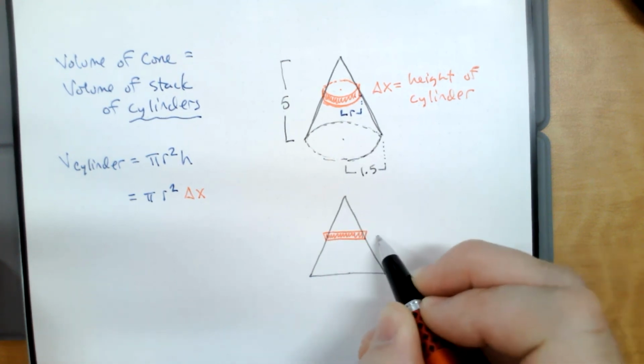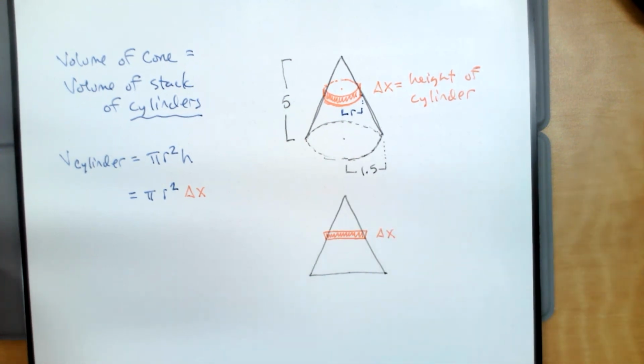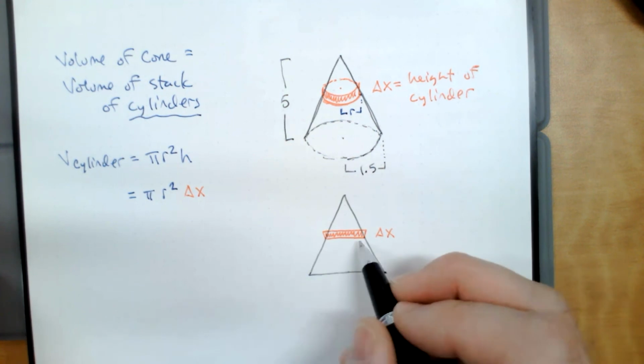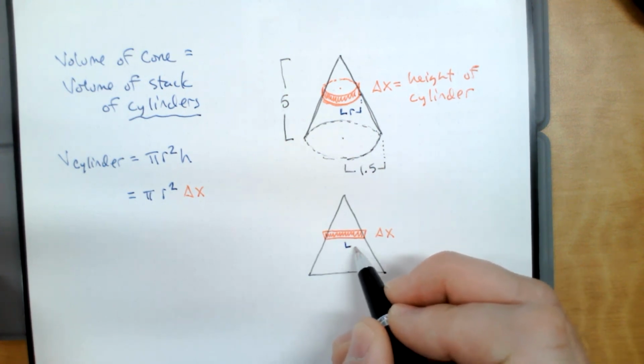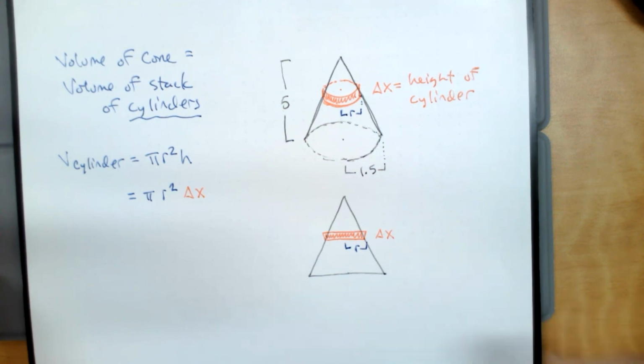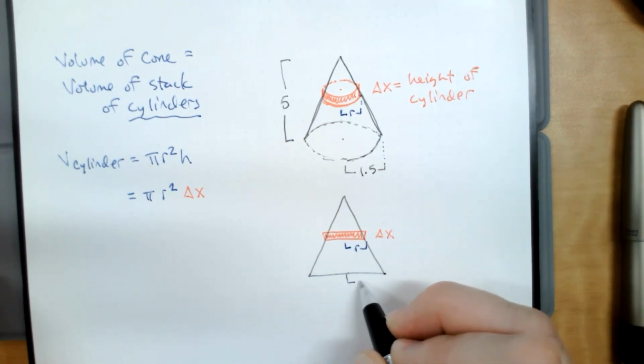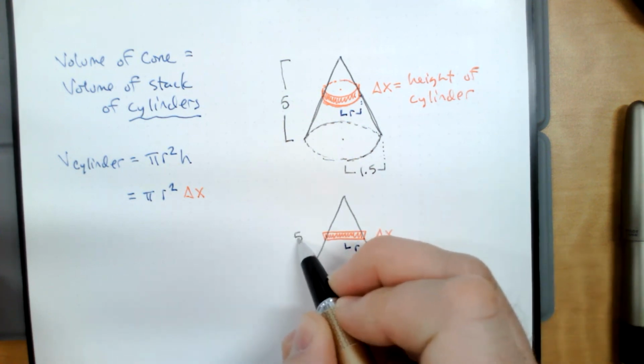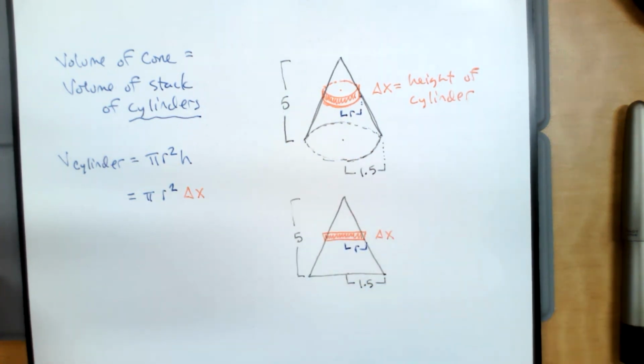From the side, there's our delta x, but instead of viewing this as a rectangle with a width, this is still a cylinder with a radius. Once we look at it this way, we can just do the same thing we did in the previous problem. We can notice that the radius is going to be a linear function of x.